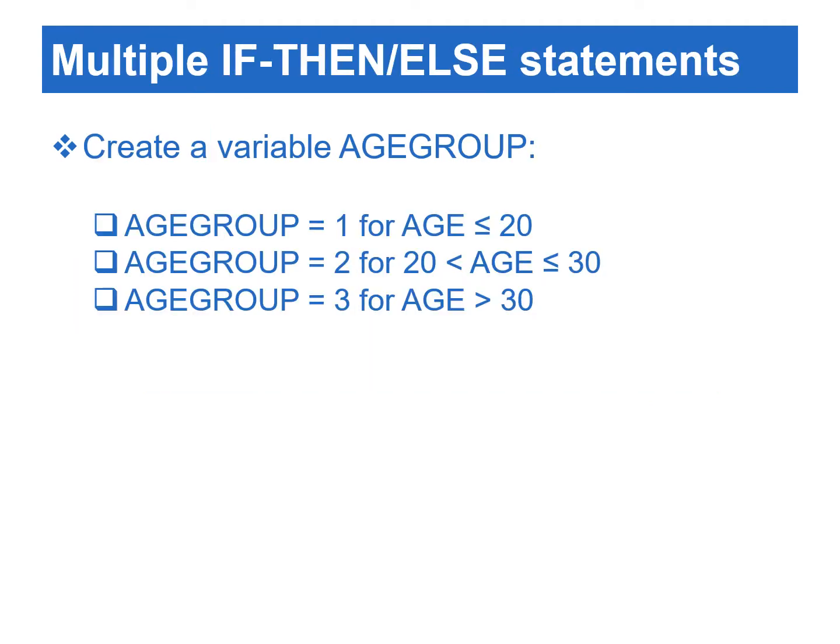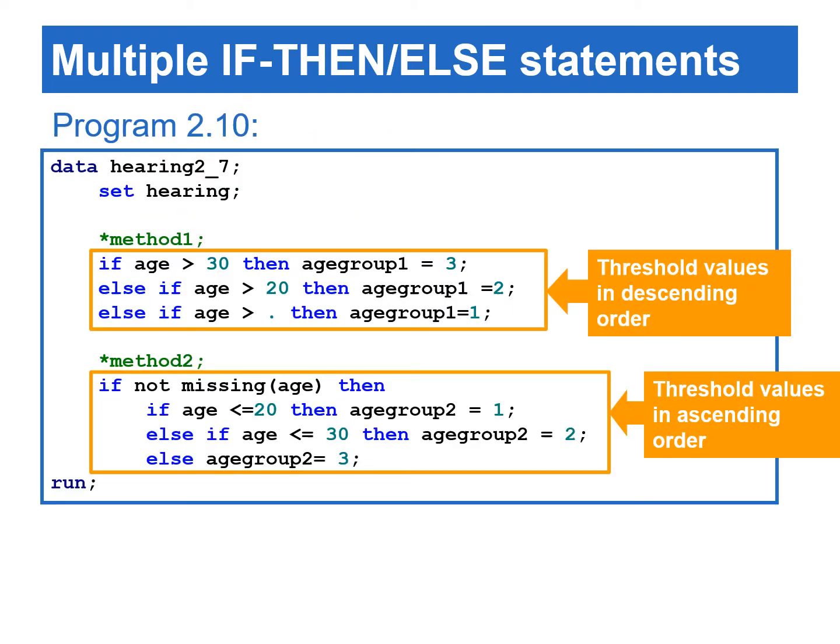Suppose we would like to create a variable, age group, based on the age variable. The age group variable will be assigned with values 1, 2, or 3, based on the conditions on this slide. Program 2.10 creates age group in two different ways. In the first method, age group 1 is created by comparing age with 30, 20, and the missing value in descending order, with the greater than comparison operator.